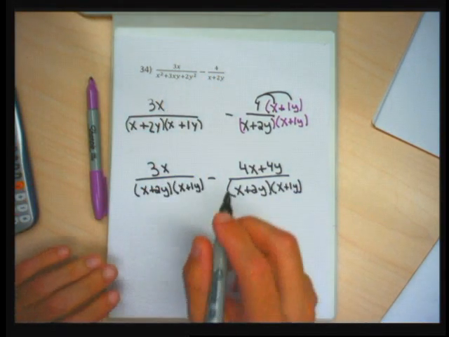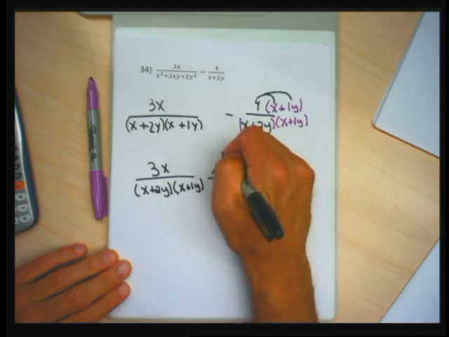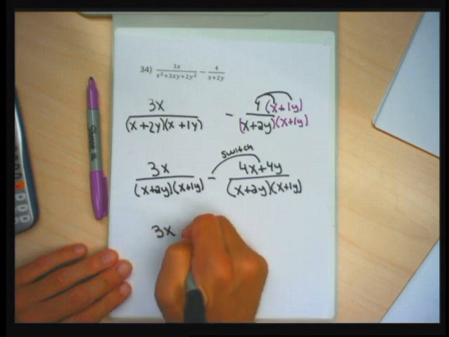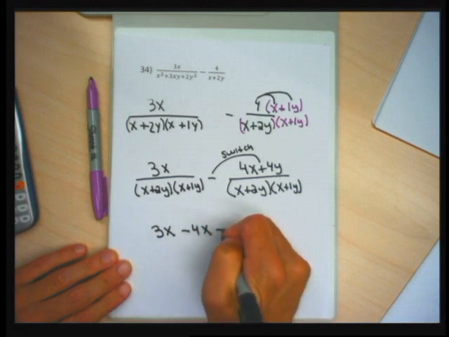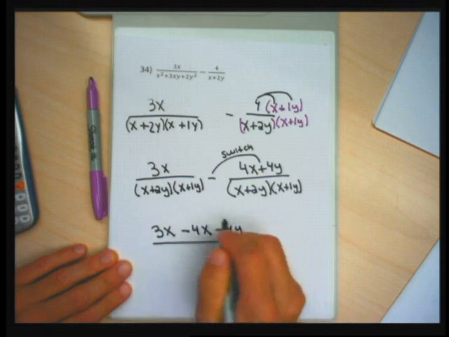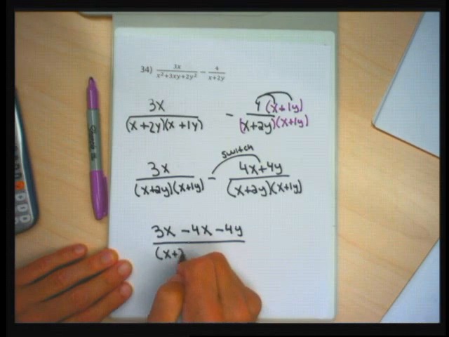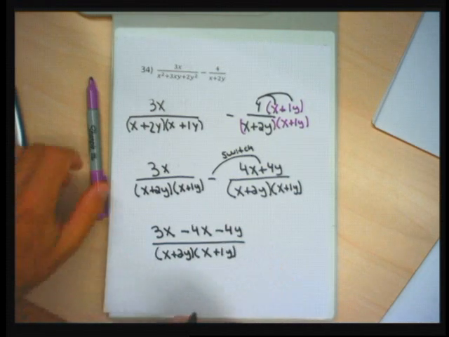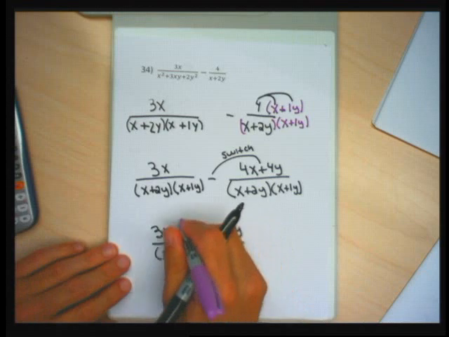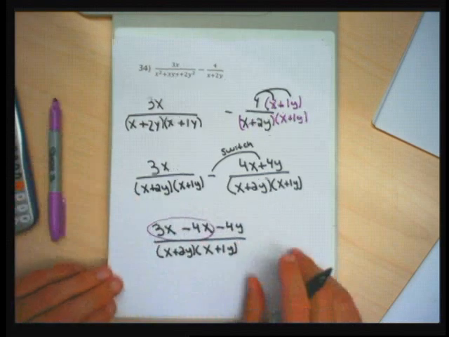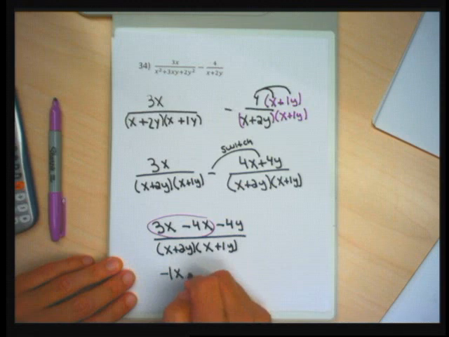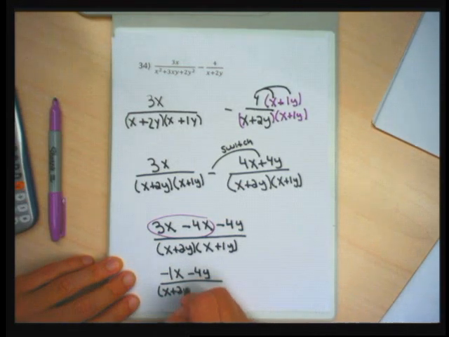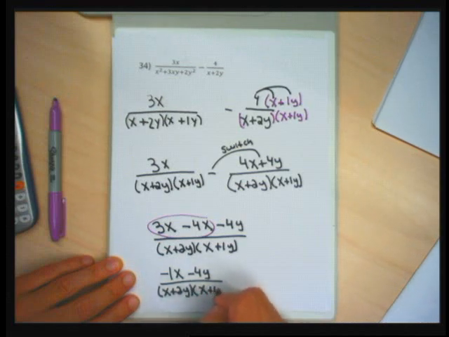I'm going to combine the numerators together. Again, I'm going to be careful, and I'm going to switch that sign. So I'm going to go 3x, attach the minus to the 4x, switch the sign of the plus y to minus, and then I'm going to have x plus 2y over x plus 1y. In the numerator, I'm going to combine a 3x minus 4x, and that'll give me a negative 1x. So I get negative 1x minus 4y times x plus 2y times x plus 1y.